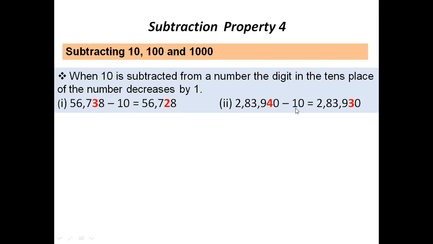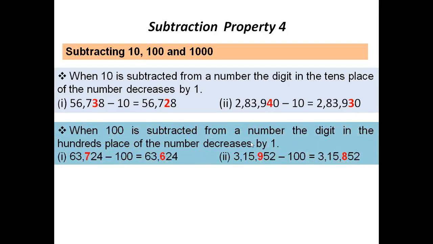Okay, so here also you can see in the example 2,83,940 minus 10 gives you 2,83,930. 4 gets decreased to 3. Okay, now coming to 100. Now hundreds place digit will get decreased by 1.